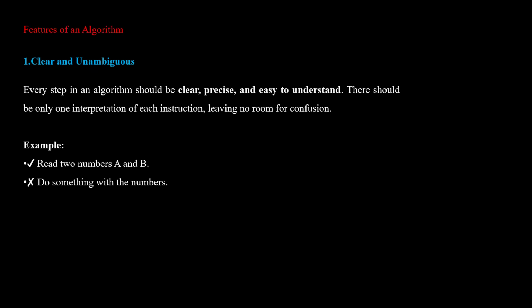Instead of giving a clear statement, if we give a confusing statement, like do something with numbers, the algorithm gets confused. The algorithm can't understand what it is supposed to do first. So that's the reason we need to give a clear and unambiguous statement, without any confusion. So this is the first feature.